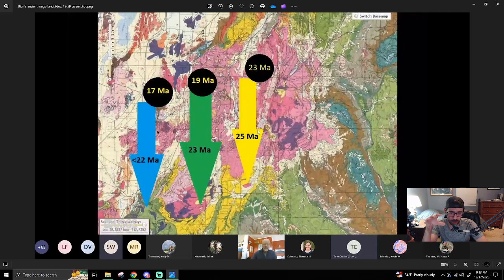Unless we just say the sheer mass of this accumulative volcanism in the overall region, before and unrelated to these three, caused these landslides.